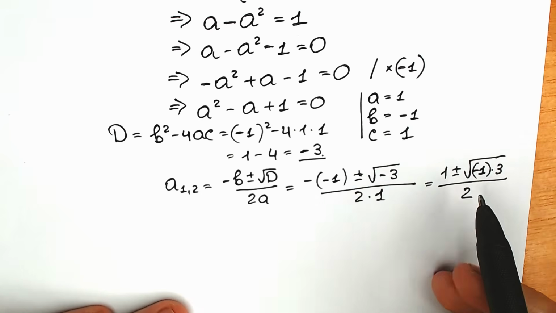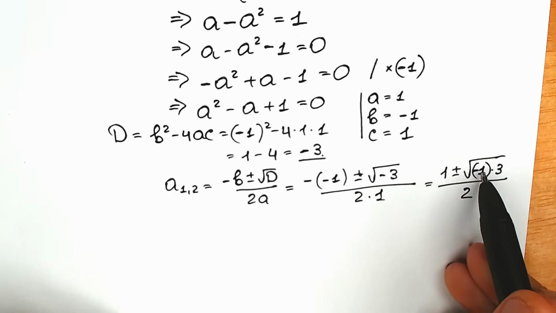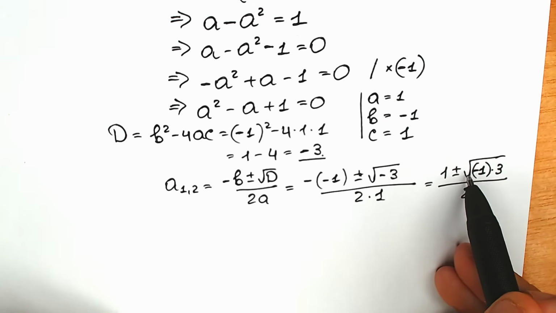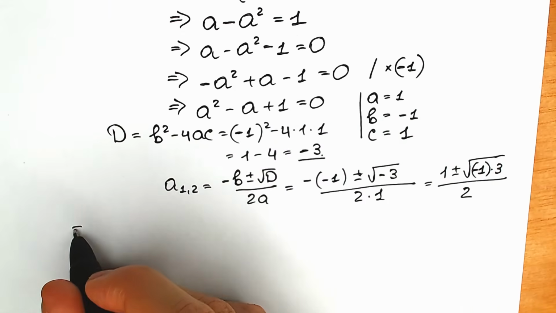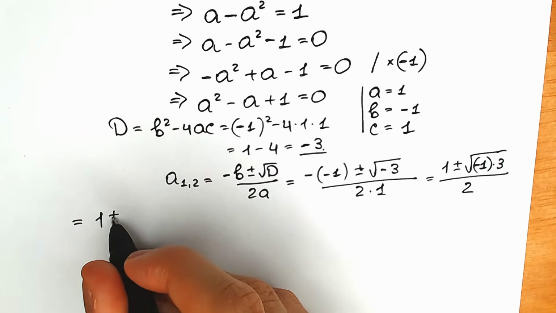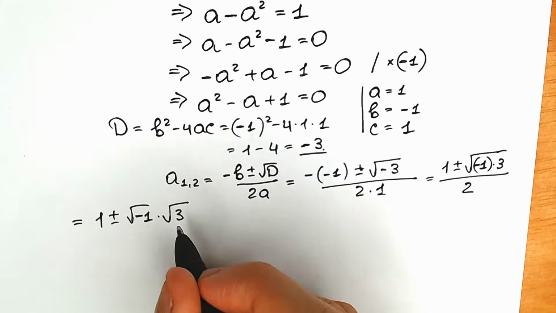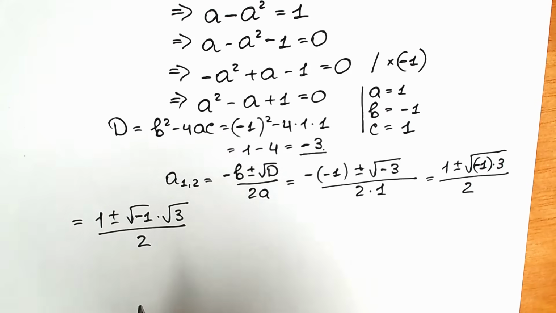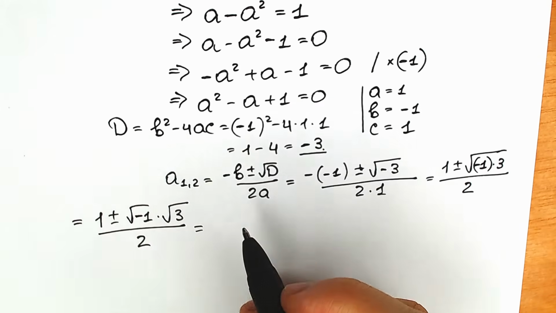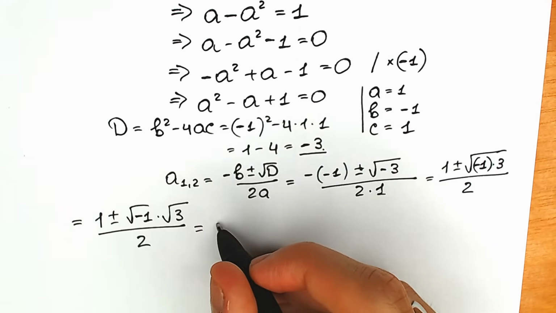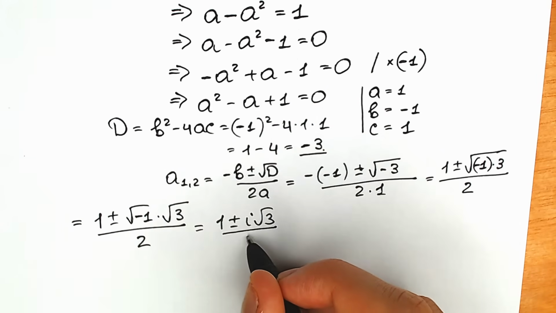And right now, according to a basic square root property, when you have a product of two values with the square root sign, we can easily split it into square root of minus 1 and square root of 3. So it equals 1 plus minus square root of minus 1 times square root of 3, and we divide it by 2. Right now, square root of minus 1 is our imaginary unit, this is our i. So we have 1 plus minus i square root of 3 over 2.